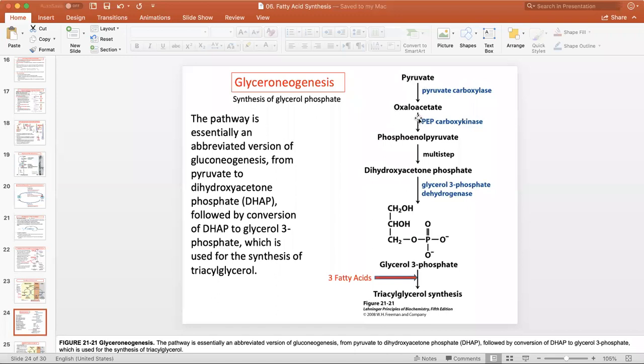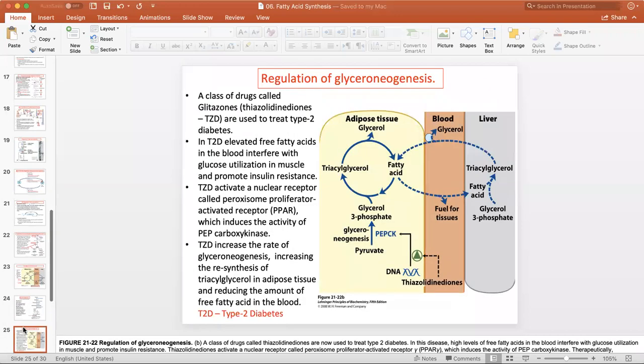So you go from pyruvate to oxaloacetate, which is a TCA cycle intermediate, and then from oxaloacetate to PEP with the help of PEP carboxykinase, and then you make DHAP. Now, if we were talking about gluconeogenesis, we would go until we make glucose and then release the glucose. But here we are just talking about glyceroneogenesis. So we stop at glycerol 3-phosphate, and then we use this glycerol 3-phosphate for triacylglycerol synthesis. All right, this is good.